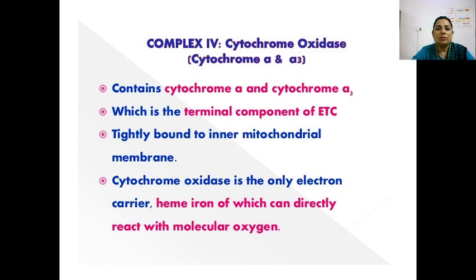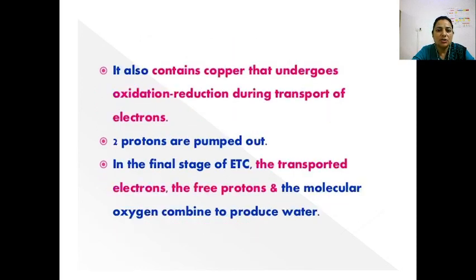Now about complex 4, that is the cytochrome oxidase. It contains cytochrome A and A3, which is the terminal component of the electron transport chain. Tightly bound to the inner mitochondrial membrane, cytochrome oxidase is the only electron carrier, the heme iron of which can directly react with molecular oxygen. It also contains copper that undergoes oxidation reduction during the transport of electrons.